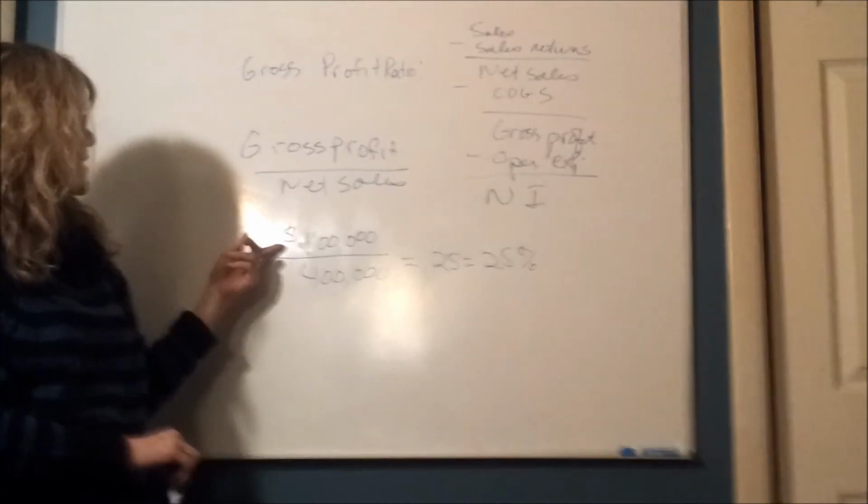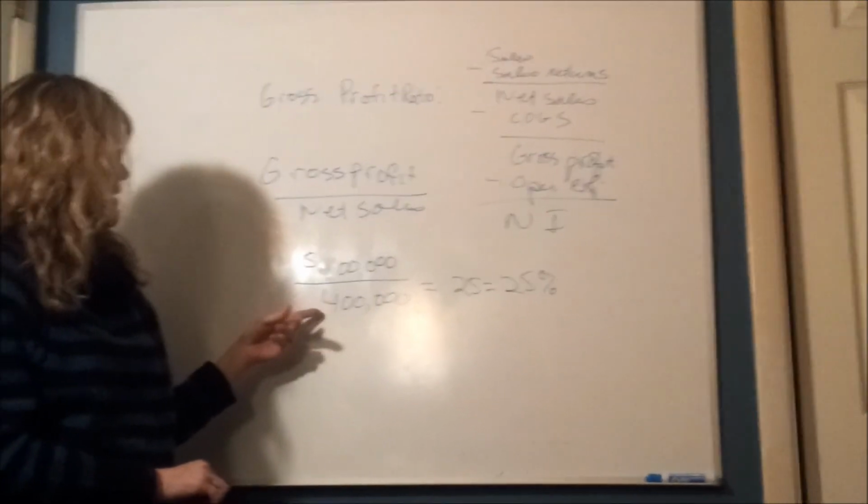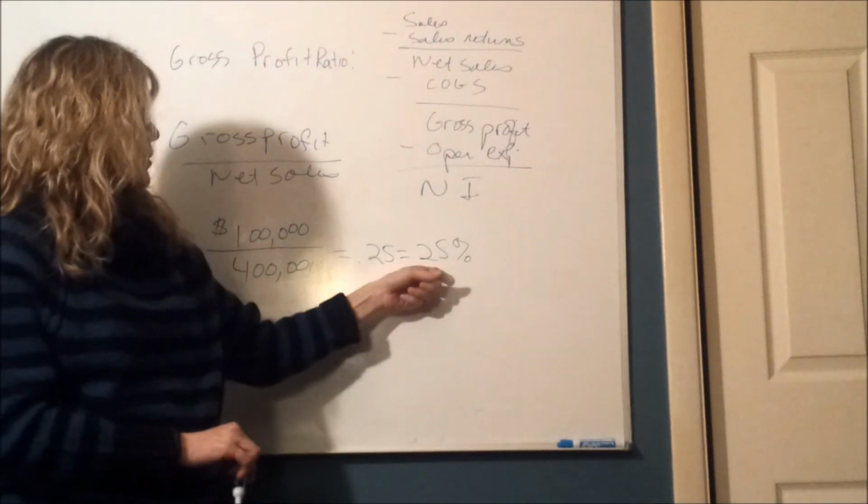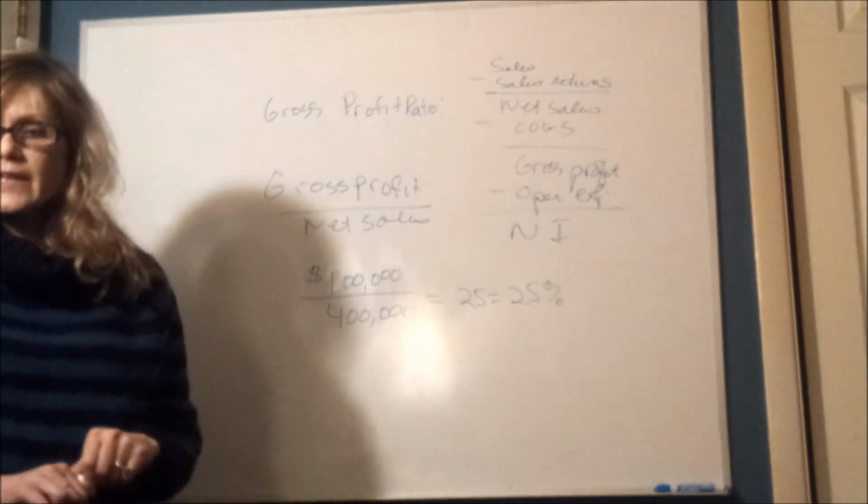So if we had $100,000 in gross profit and our net sales were $400,000, our gross profit ratio would be 25%. And that's it. Have a good week.